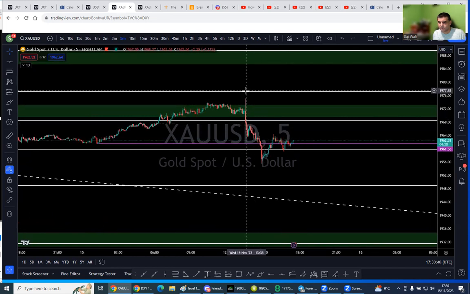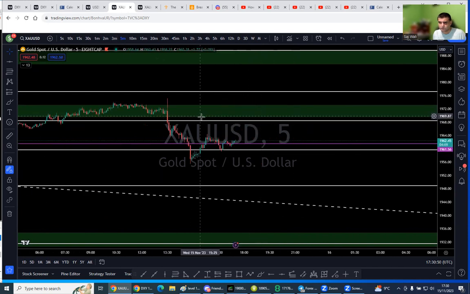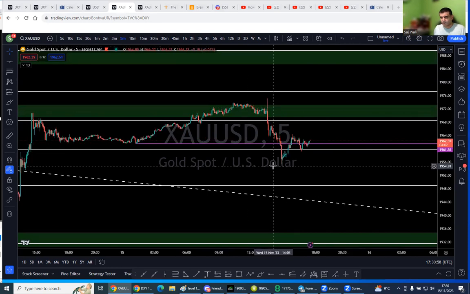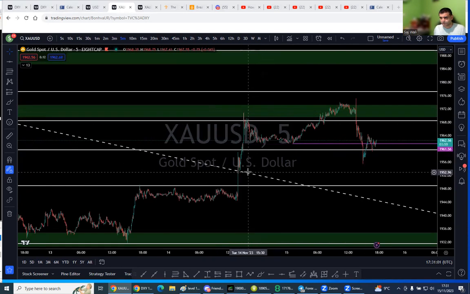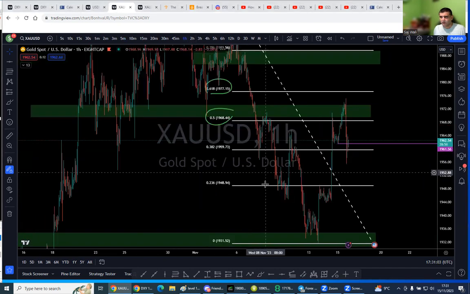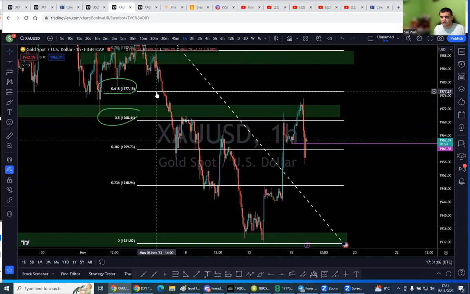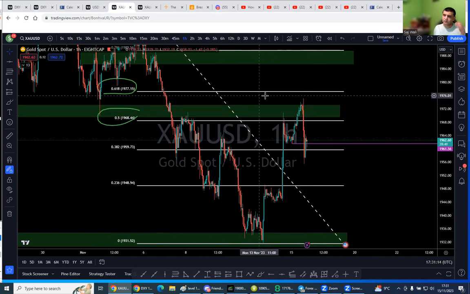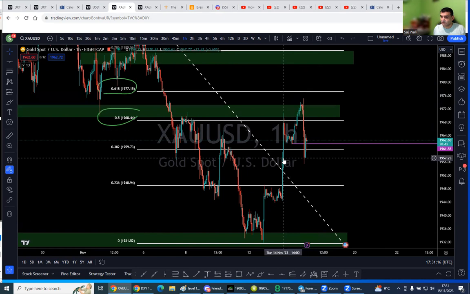Sorry, you can see the news was mainly positive. So on the rejection of this 5-minute candle, you could have taken a sell trade here, because one of the news was very positive, so it affected the market. And this was also an area between the 0.5 and 0.61 Fibonacci level. So that bounce to the downside was expected.